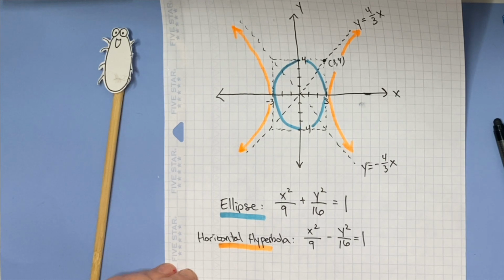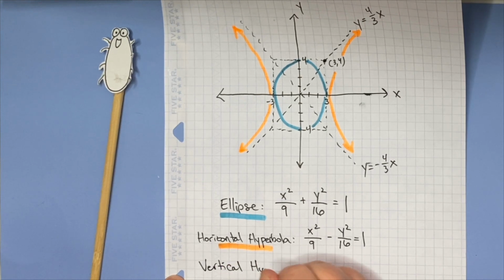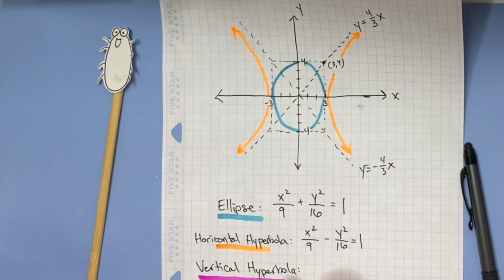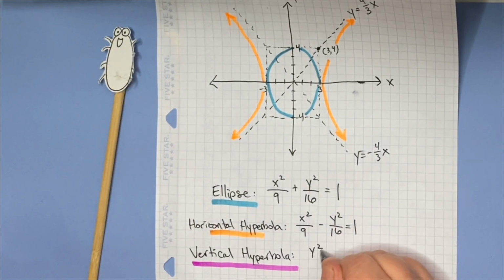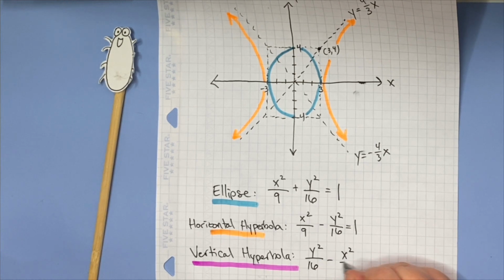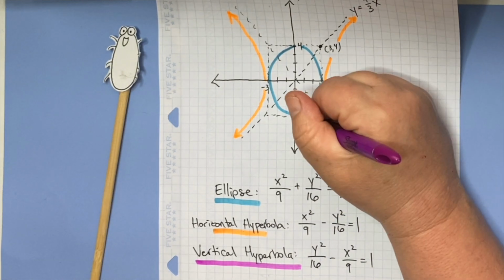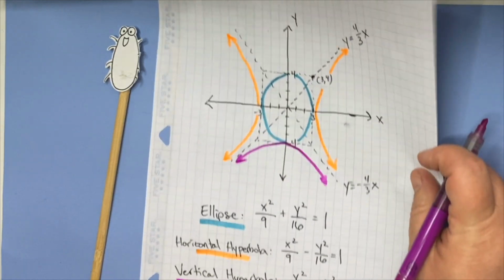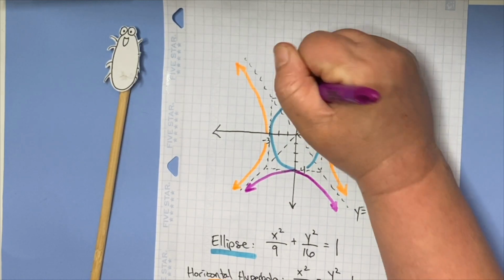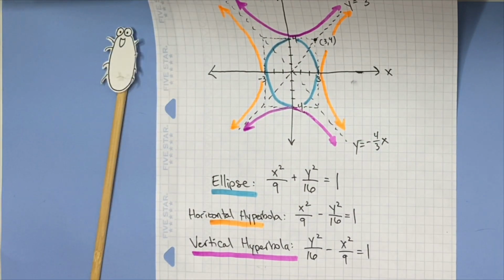And then there's also a vertical one. I'll do that one in purple. And how is that related? That one happens if you have y squared over 16 minus x squared over 9 equals 1. So the y squared is the one that comes first and is positive. Then you've got a hyperbola that comes down like this and up like this. Okay. So it's kind of a pretty family.